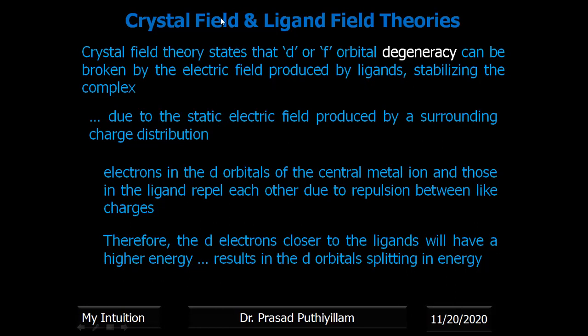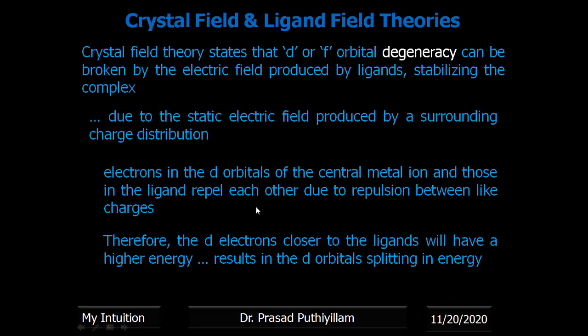So electrons in d orbitals of the central atom and those in the ligand repel each other. The electrons in the metal ion as well as the ions present in the ligand will repel each other, which creates an increase in energy. Whenever such repulsion takes place, that improves the energy to a higher energy. It goes to a higher energy level, becomes less stable, then tries to undergo stabilization.